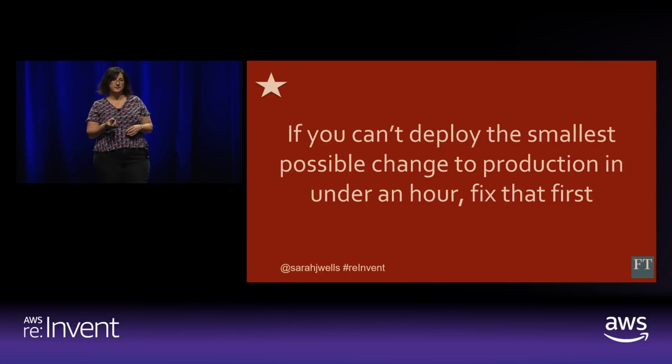If you can't deploy the smallest possible change to production in under an hour, you should fix that first, because microservices are hard work in a lot of ways, and you need to be able to benefit from the work that you're doing, which means you need to be able to do continuous delivery with the smallest possible gap between starting work on something and seeing it live in production.